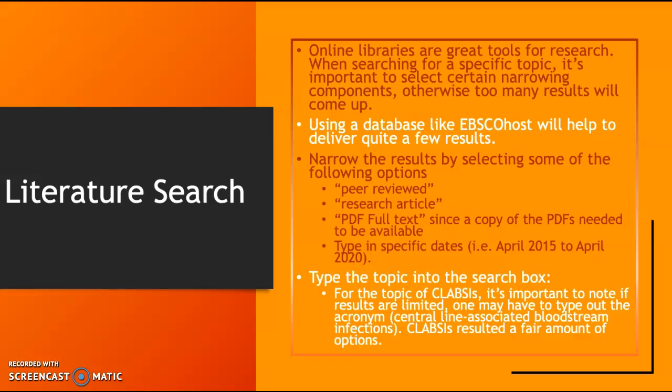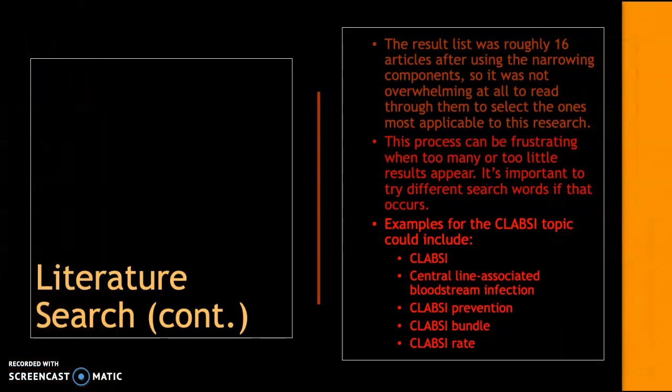You can type in more words. You can spell out the acronym. So for CLABSI, you could type in CLABSI. You could type in central line associated bloodstream infections. I typed in CLABSI and it resulted in a fair amount of options. It's about 16 articles after I had used the narrowing components. So it wasn't too hard to read through, skim through the articles, figure out which ones were most applicable for this project and that I wanted to use.